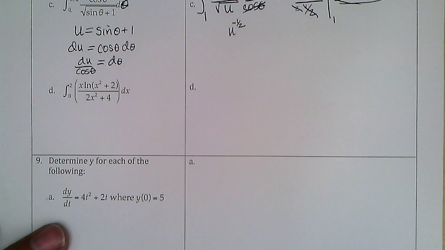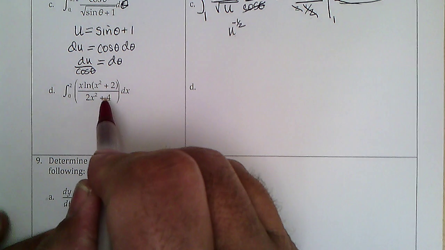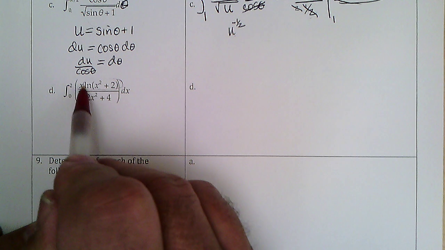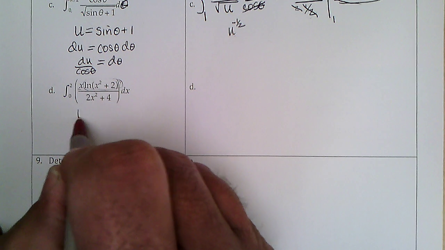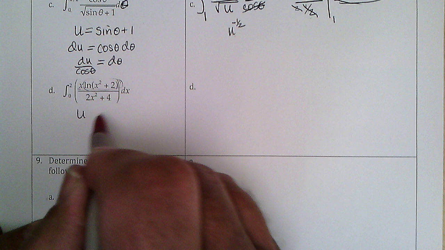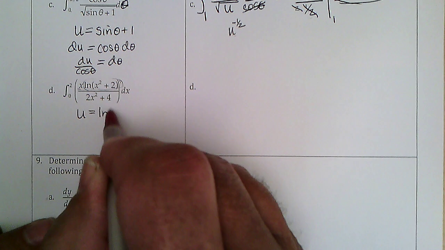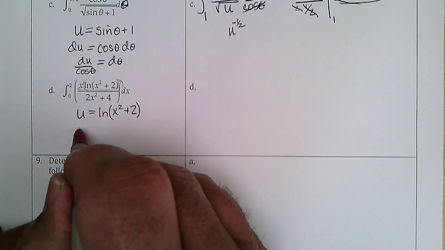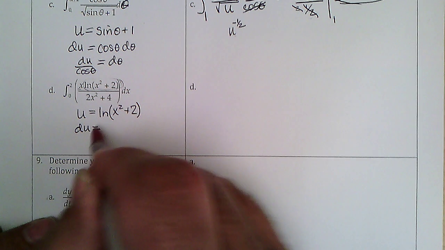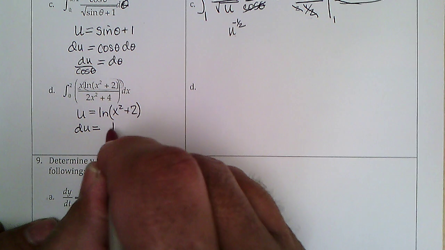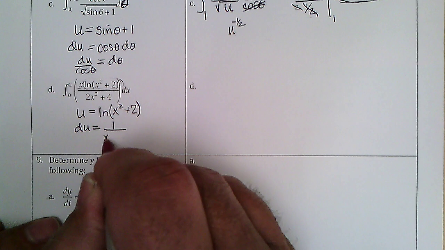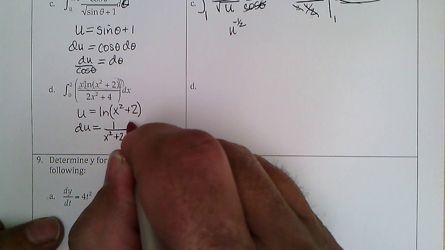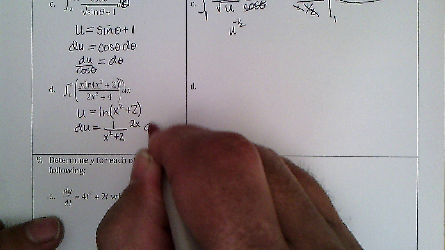And this one I did in class. The wiser choice for the u is that mess, not all of the mess, not the x, just ln of x squared plus 2. So du would be, derivative of ln is 1 over whatever ln is of, times the derivative of the inside, which is 2x.